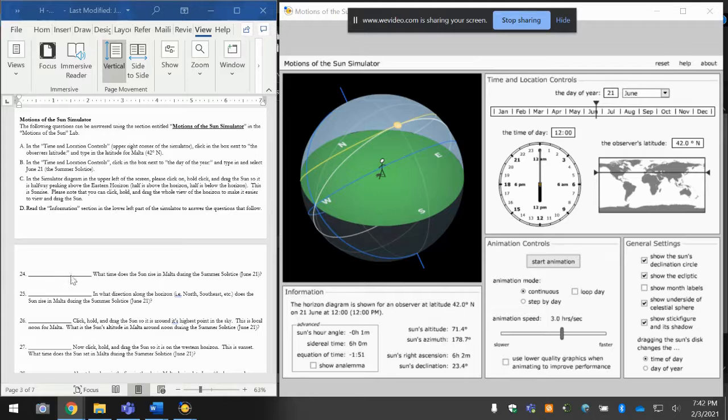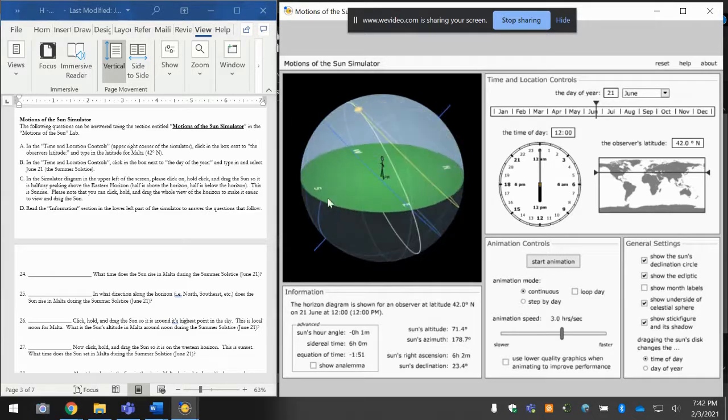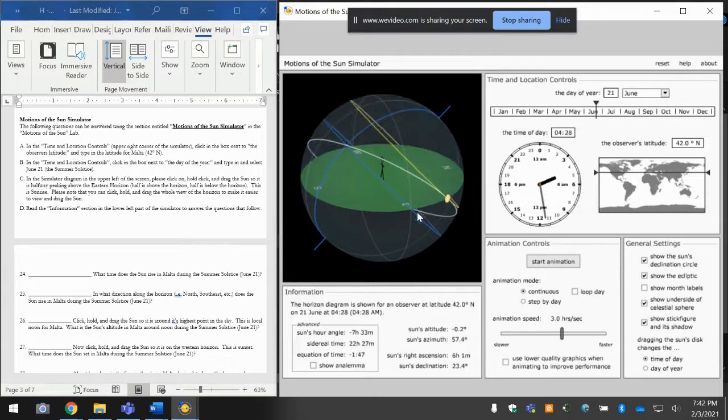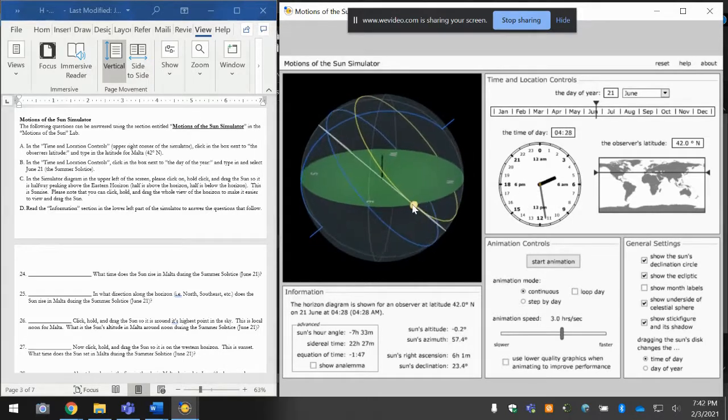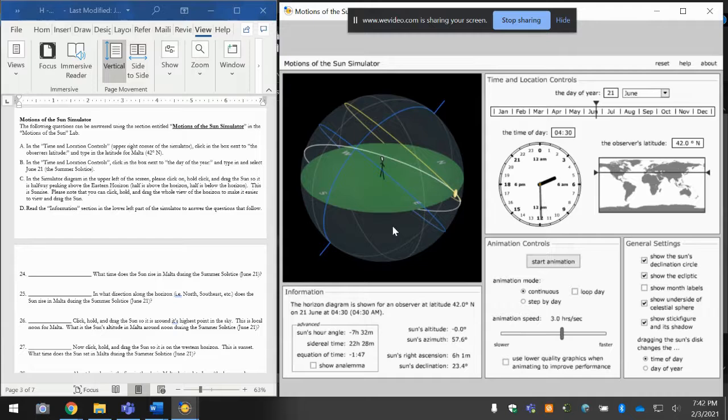The first set of questions here asks you to find the time of the sun rising in Malta. So what I'm going to do is drag the sun down to the eastern horizon, and note that in the summertime the sun rises really in the northeast. That's interesting, right? And the general rise time of the sun is right about 4:30 a.m. So that's the general rise time for a place like Malta. So very interesting. So 4:30 a.m.